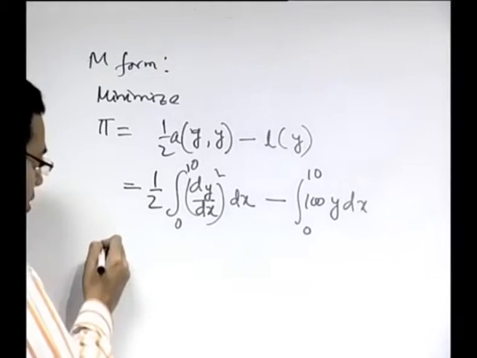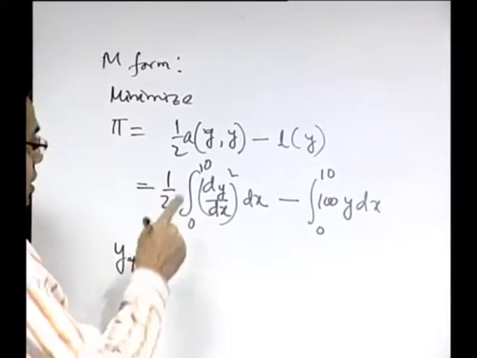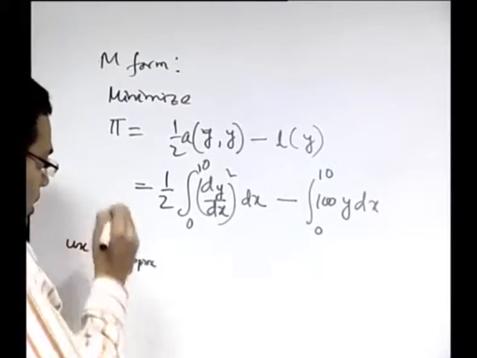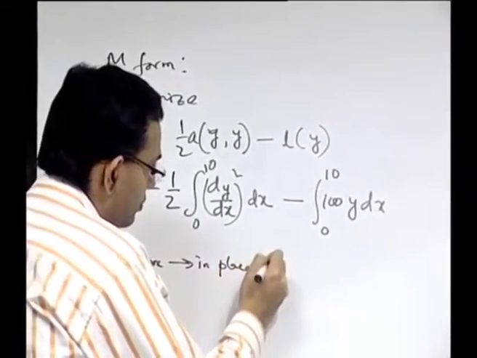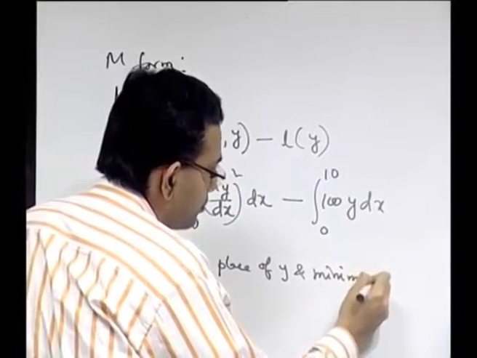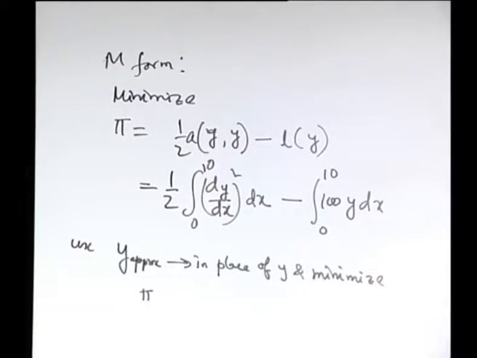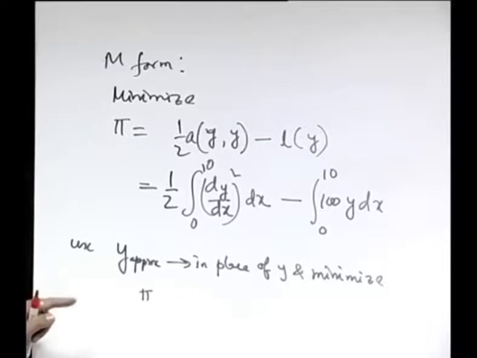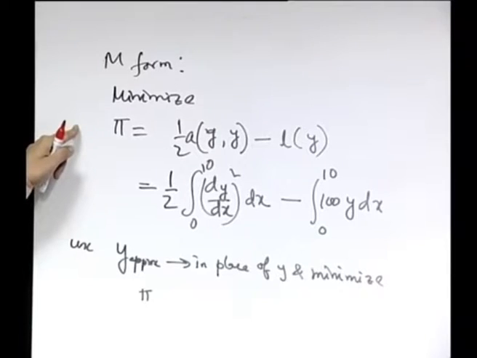Now, if you use an approximate function in place of y and minimize pi, then that is one way in which you can achieve this minimization through an approximating function.